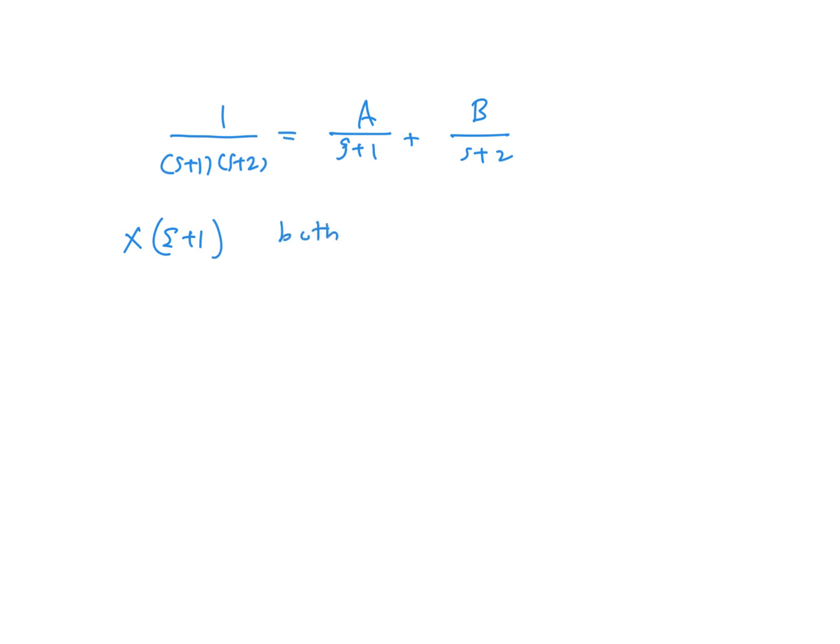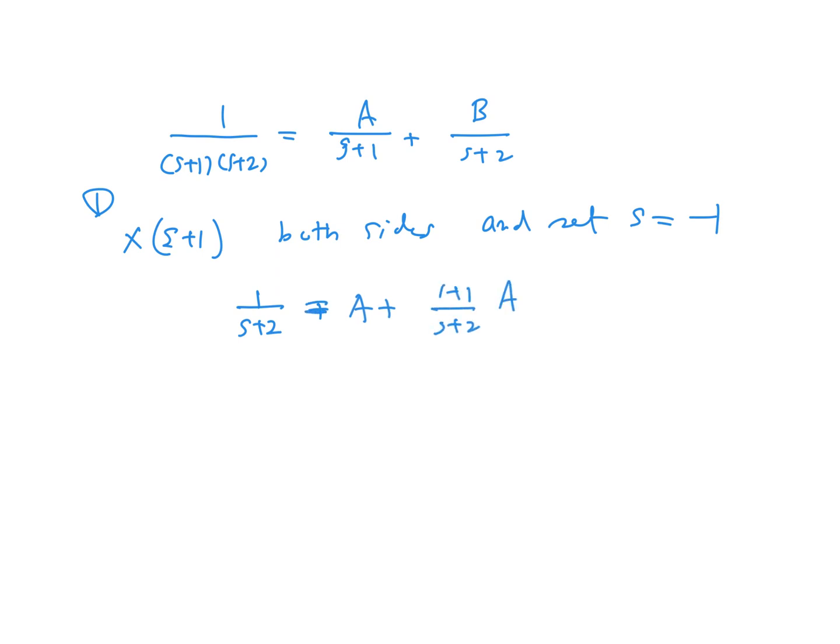Both sides. So first, when you determine A, you'd like to make B disappear. So what you can do is multiply s plus 1 on both sides, right? Then we have s plus 2 over s plus 1, a, and B. And then set s equal to minus 1, what happens? 1 equals A.